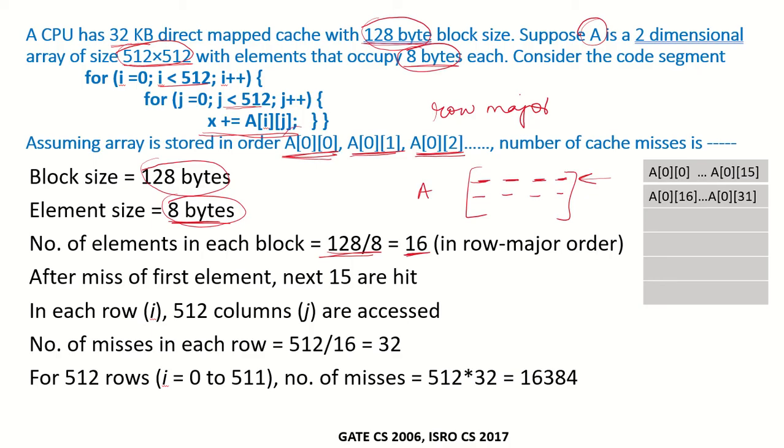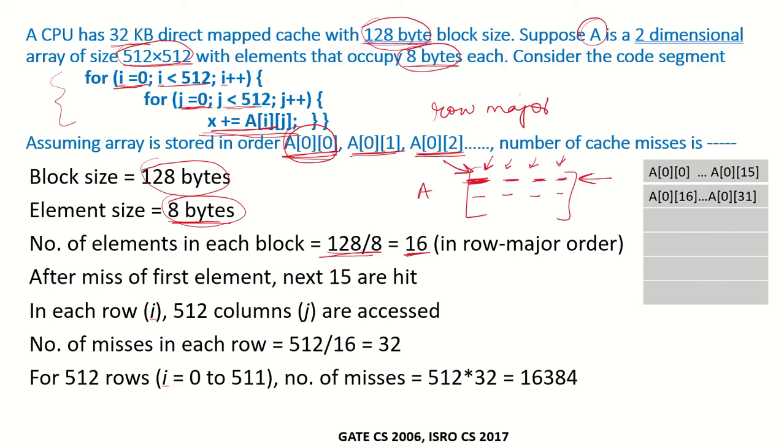Now after the first element A00 is accessed, if you see the code, for i = 0, i < 512, that means this code is accessing each row, and then for j = 0, within each row it is accessing a particular column, and the elements are processed and after that stored back into the same position. So if the elements are accessed in row major order, first A00 will be accessed.